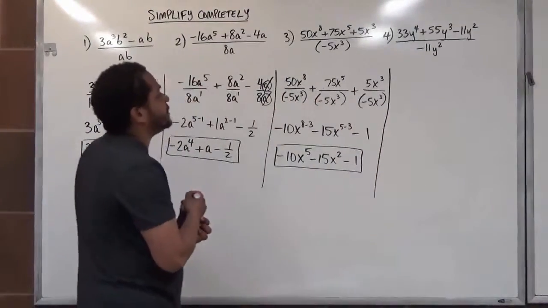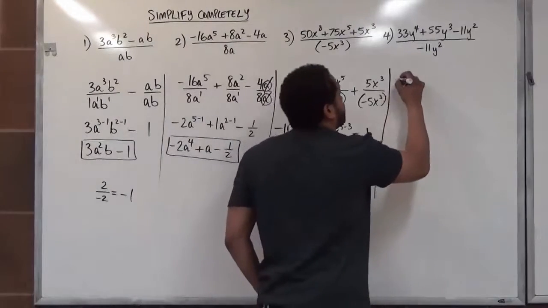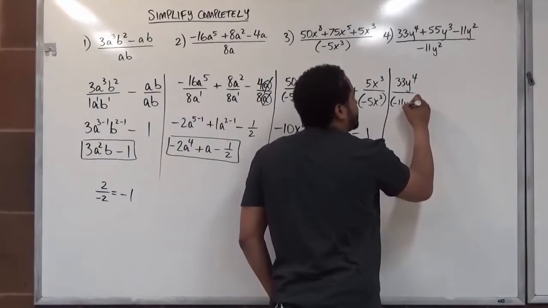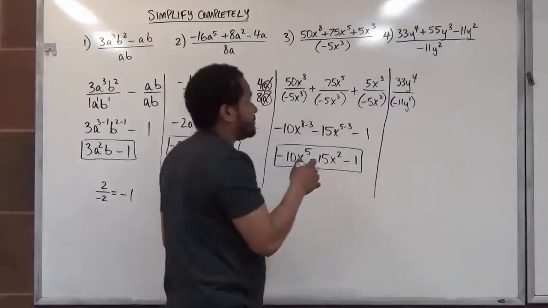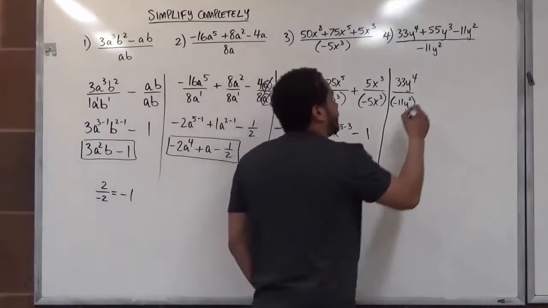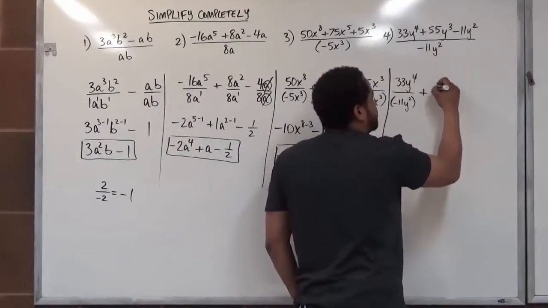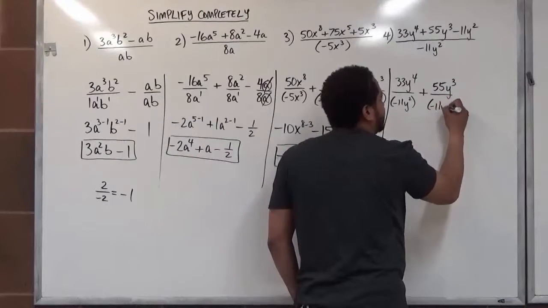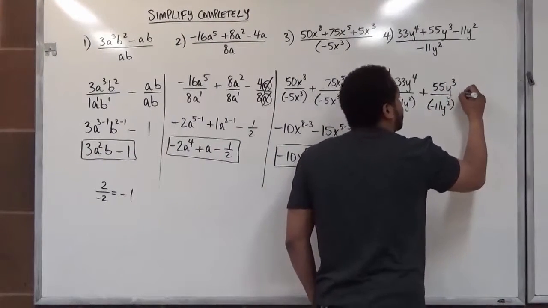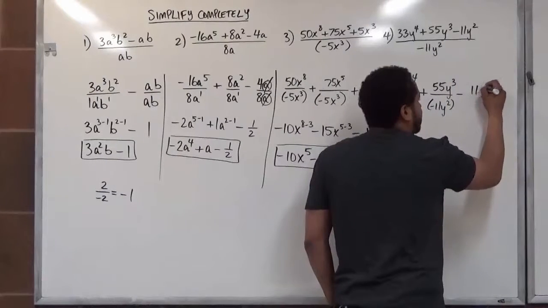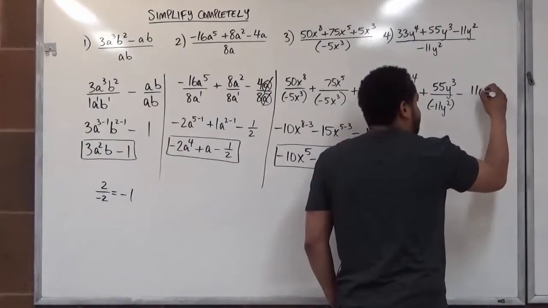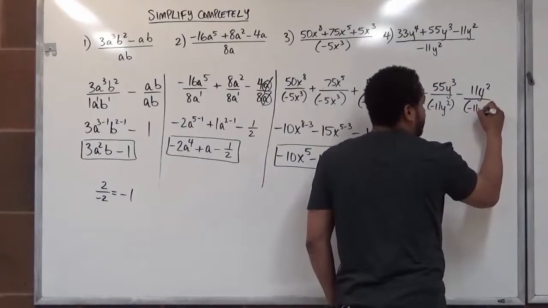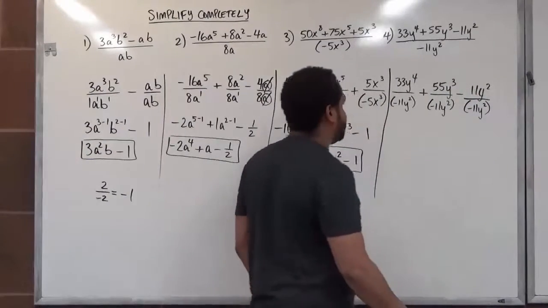Let's get to our final one here for number 4, and we have 33y to the 4th power over a negative 11y squared. And again, I'm using parentheses for the denominator term because it's negative, all right? And plus, for the positive top symbol, 55y to the 3rd divided by, again, a negative 11y to the 2nd. And finally, the last term is also negative 11y squared. And this is also being divided by the same term, negative 11y squared. Keep that in mind. They're identical.